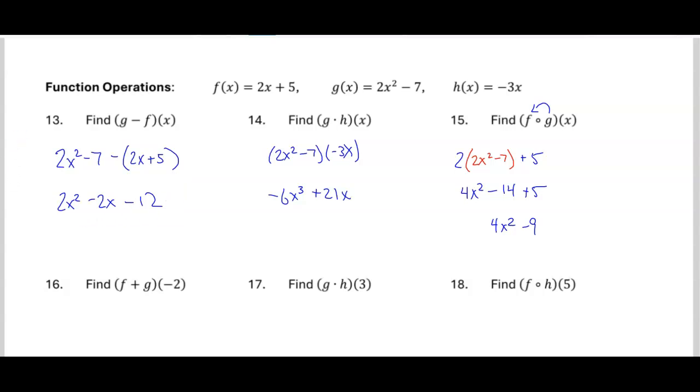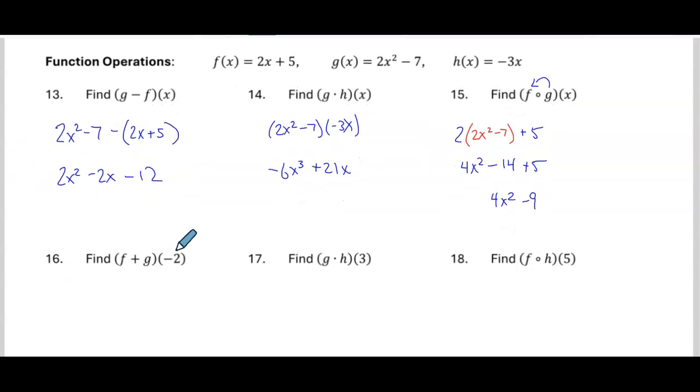All right, row 2. F plus g, but now I have a specific number. So the way we handled this was to do f of negative 2. So that's 2 times negative 2 plus 5, which is 1. And then also do g of negative 2, and then we'll just add the results. So g was 2 times negative 2 squared minus 7. So this part would be 4 times 2 is 8, minus 7 is 1. So I do 1 plus 1 equals 2.